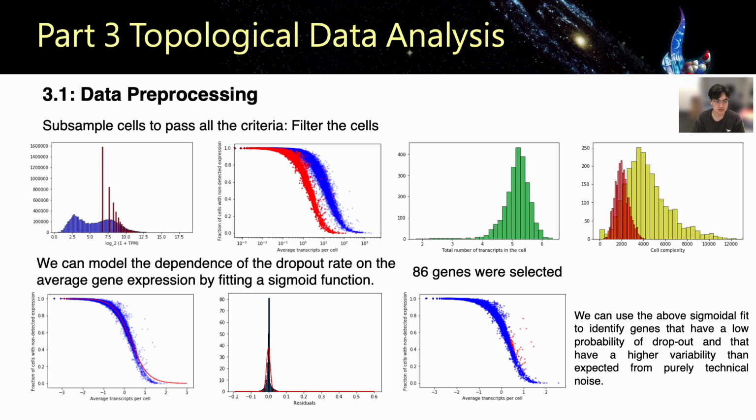After subsampling the cells to pass all the criteria, we model the dependence of the dropout rate on the average gene expression by fitting a function. And after the function is fitted, we use the model to identify genes that have a low probability of dropout and have a higher variability than expected from purely technical noise. We identify these genes as the high-quality genes, and in total 86 genes were selected for further analysis.